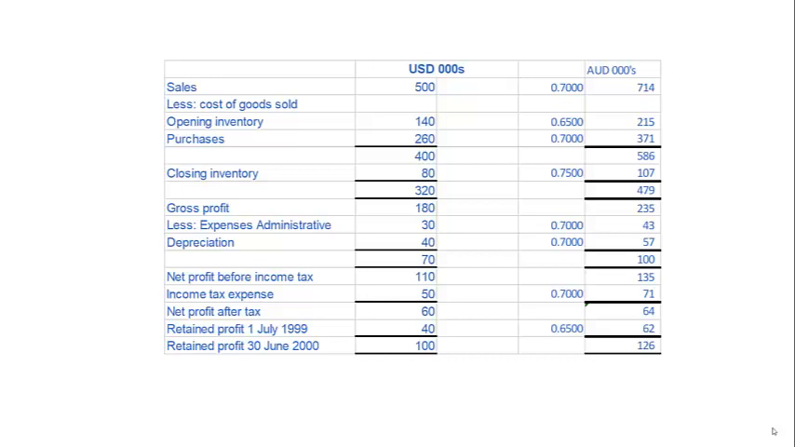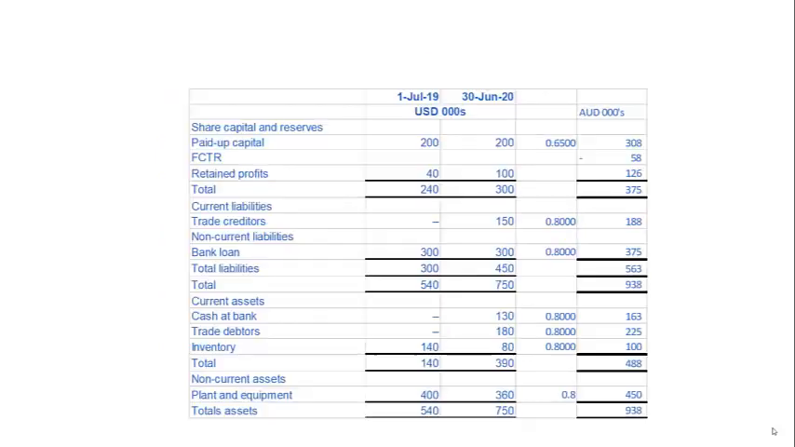The opening inventory was purchased when the exchange rate was 65 cents because the business was acquired at the beginning of the year. And the closing inventory was purchased when the exchange rate was 75 cents. So we've used those exchange rates to convert the opening and closing inventories. We apply that throughout the income statement, and we end up with the converted Aussie dollar amounts, and we end up with a net profit after tax of $64,000 and a retained profit of $126,000.